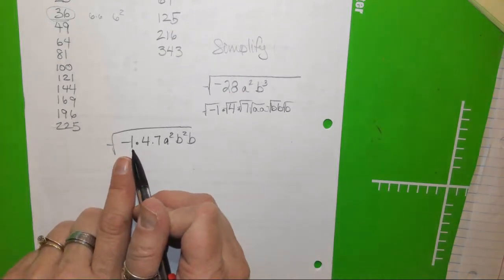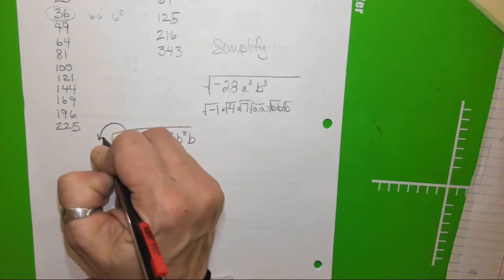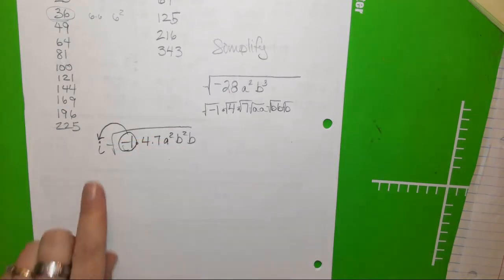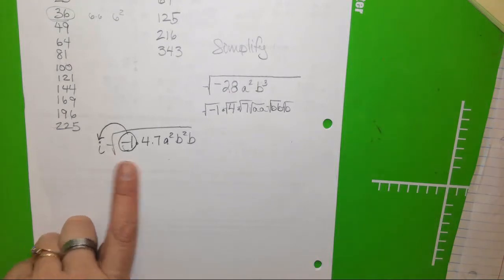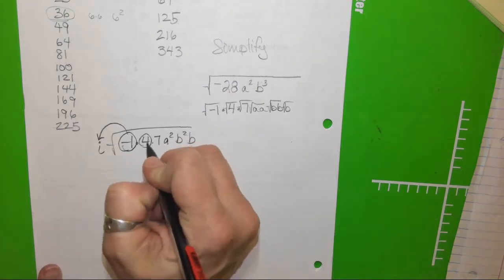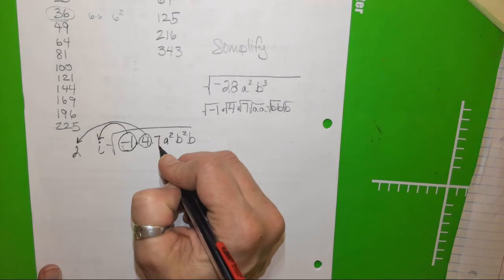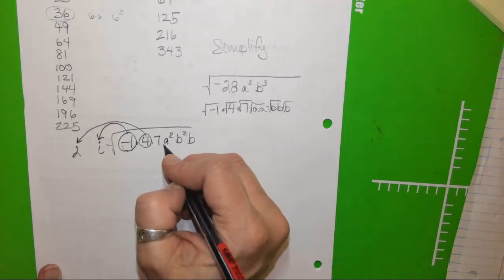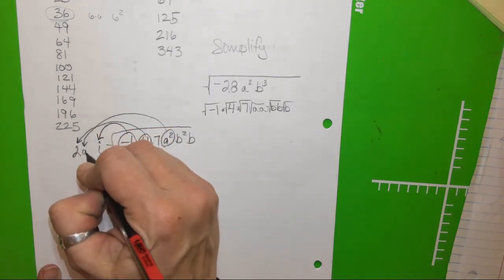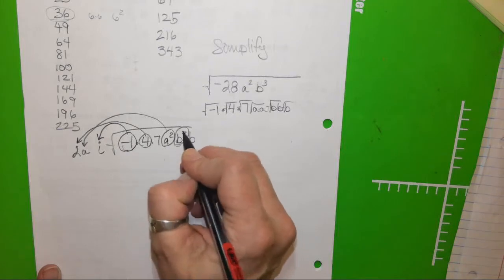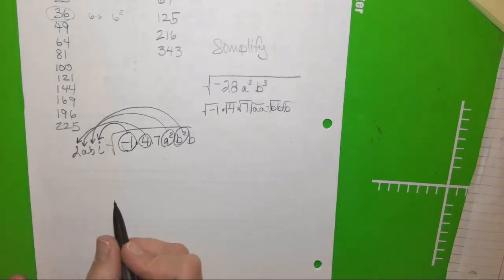So, what is the square root of negative 1? I. So that guy's going to come out of the radical. I is going to go as close as it can get to the outside of the radical. Now, what's the square root of 4? 2. What's the square root of 7? It's not anything good. What's the square root of a squared? A. What's the square root of b squared? B. Can I take the square root of b? No. So now let's rewrite.